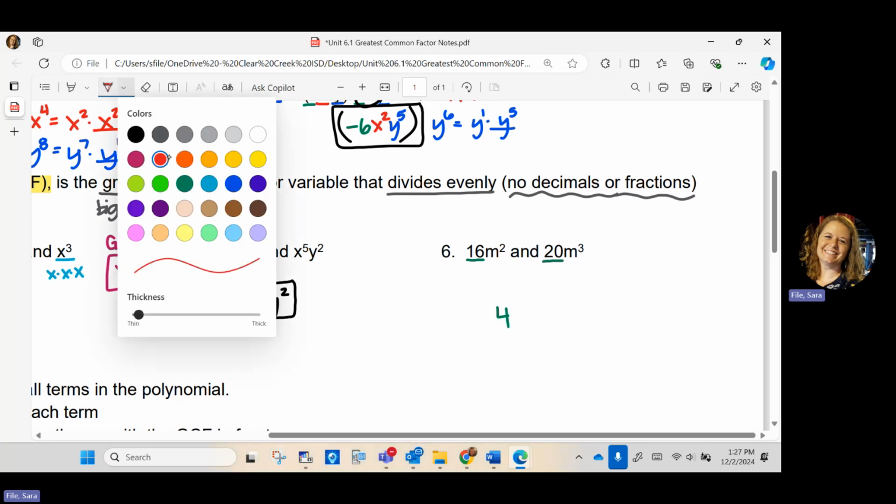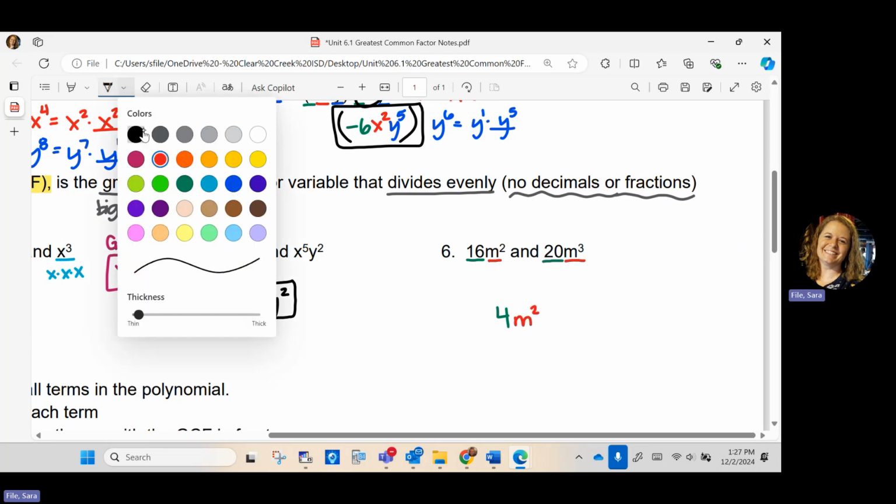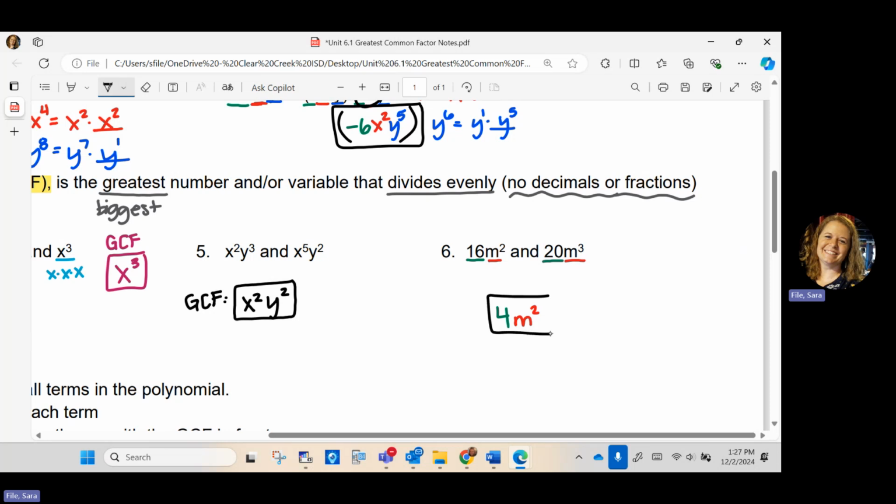Okay, but now let's look at the variable part, the m squared and m cubed. What's going to be the GCF for the variables? What's the most number of m's you can take out of both? The 2, right? So m squared. So 4m squared is your GCF, your greatest common factor.